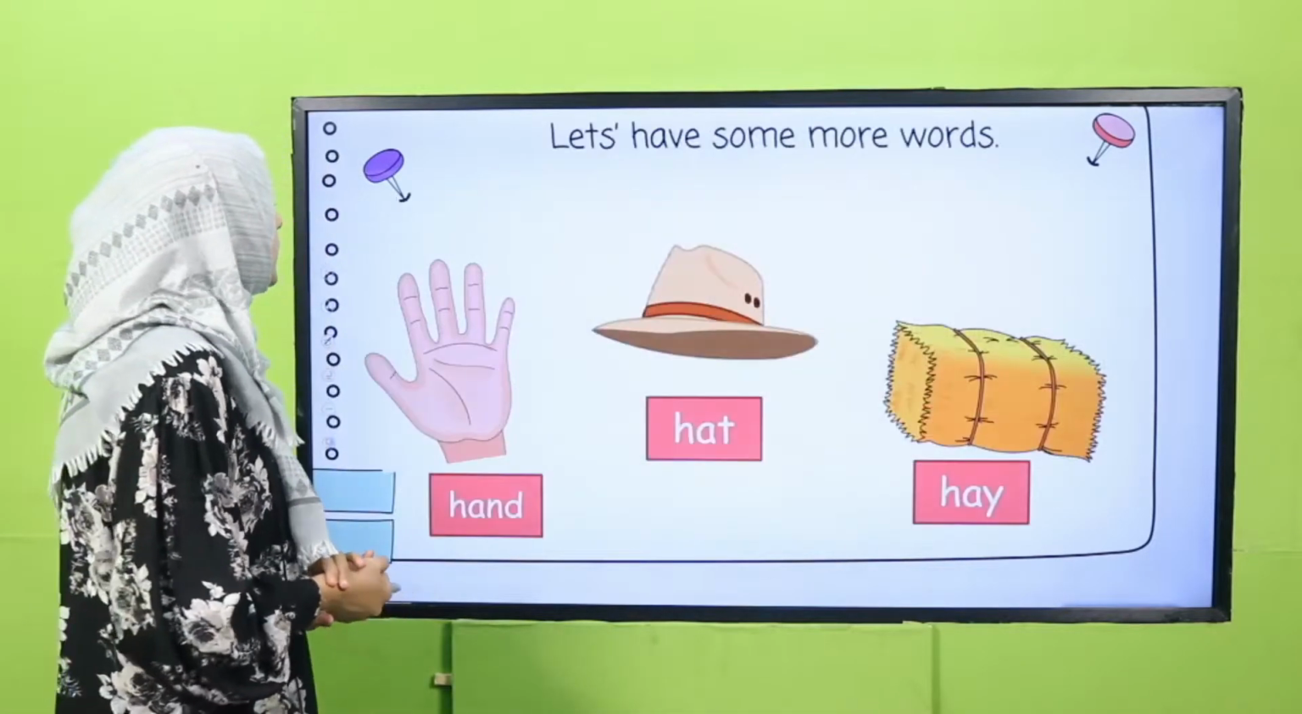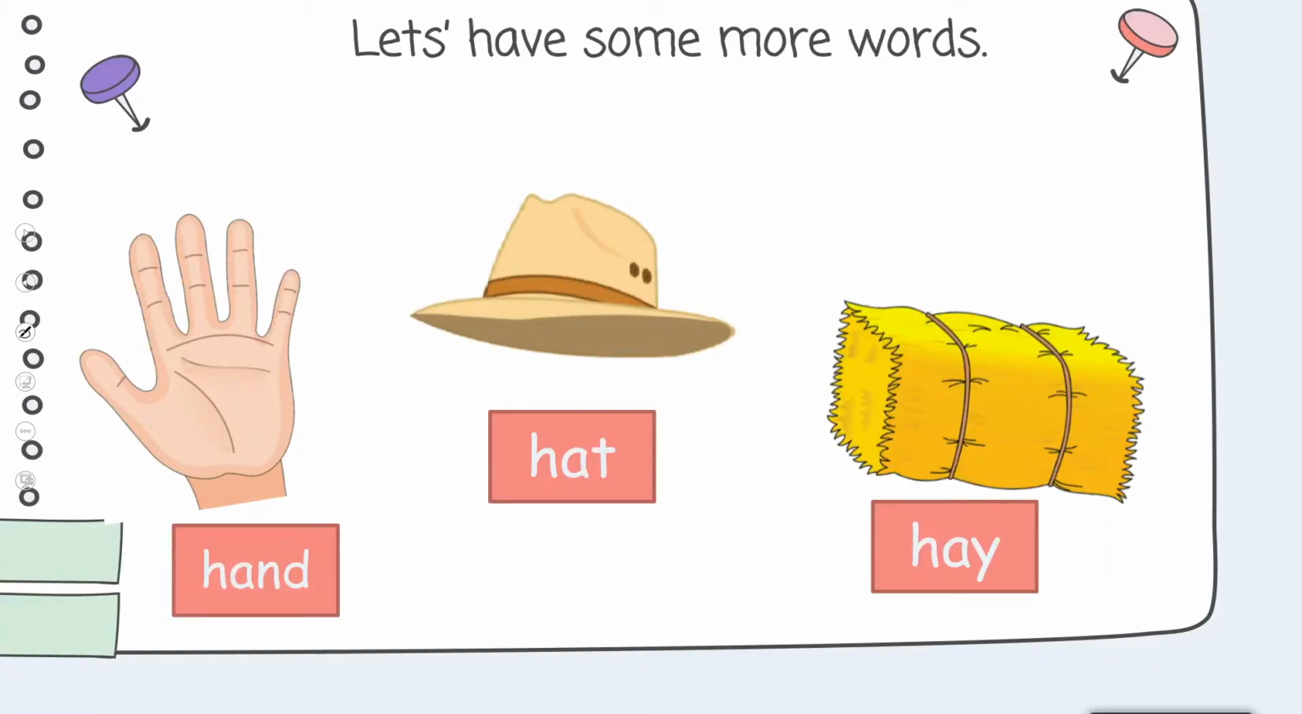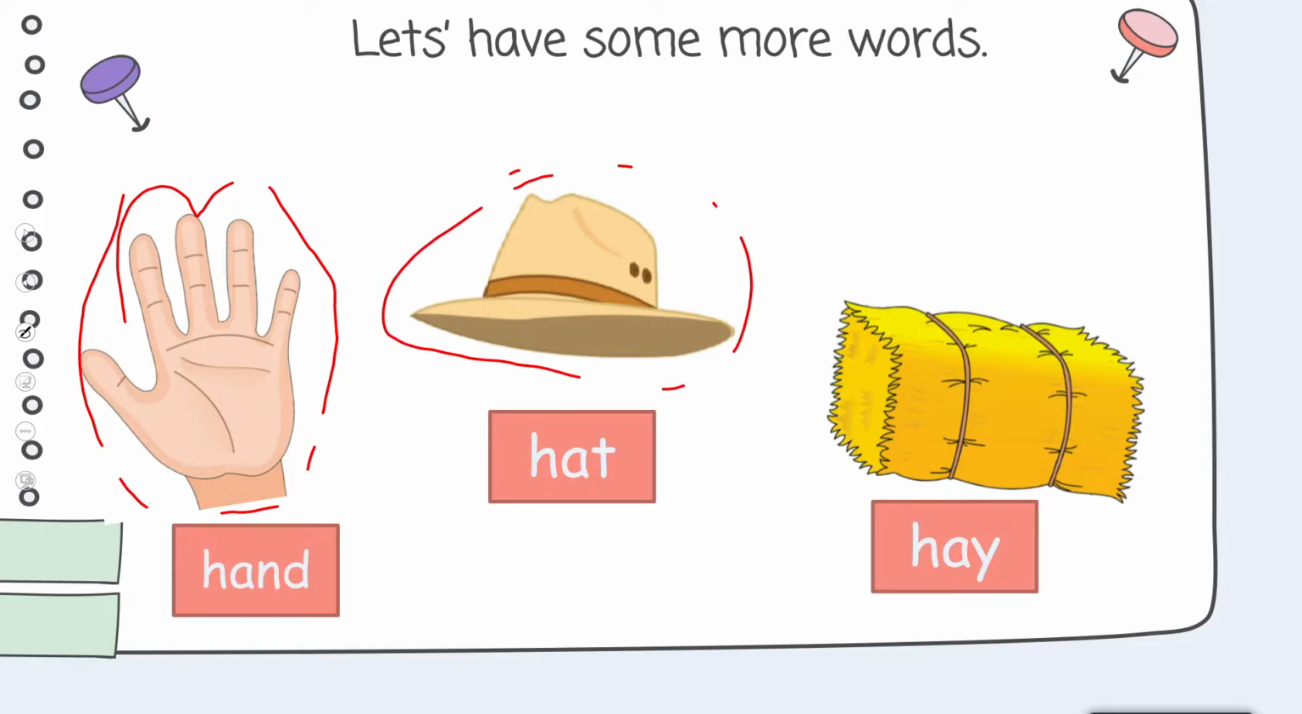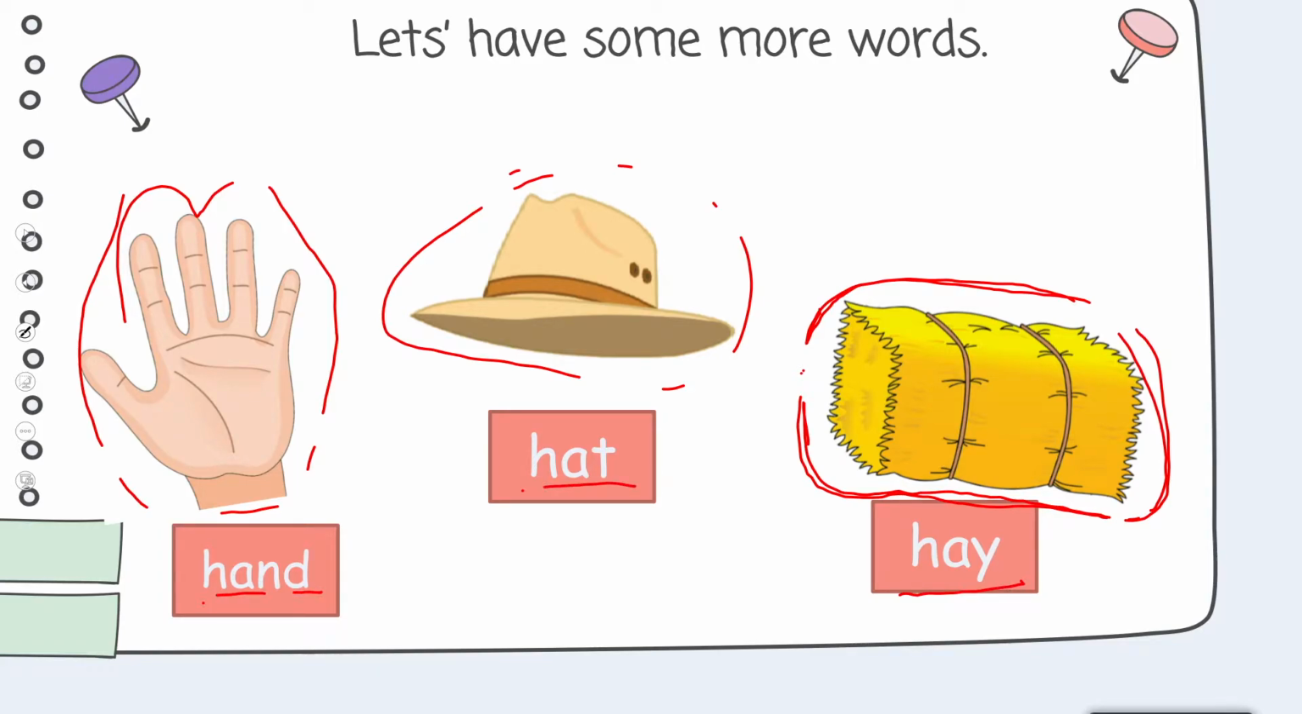Now moving on, we have another set of objects. Everyone knows what this is, right? It's a hand. Everyone has a hand. And it's a hat. This one is a bit different. It's a hay, which we also call fodder. So it's a hay. Hat, hand. One more time. It's H, hand. The beginning sound is H, hat, and H, hay.